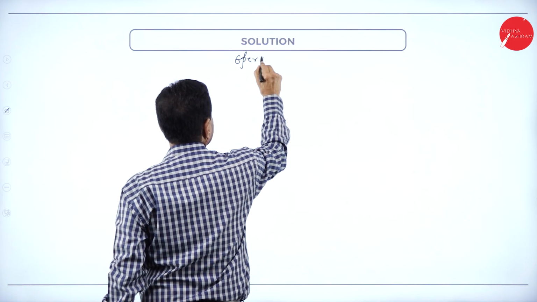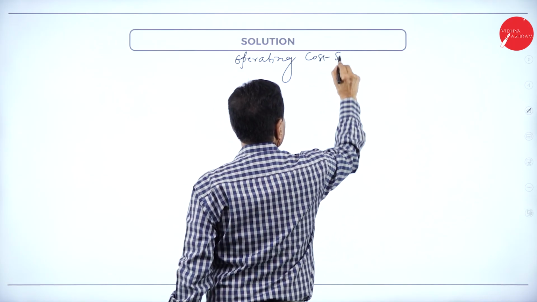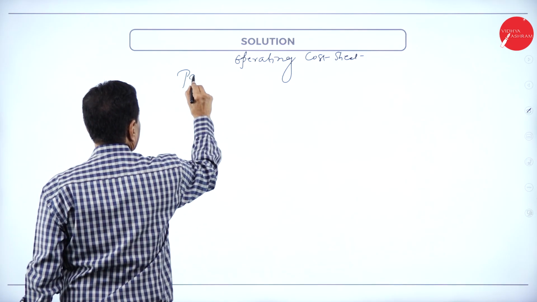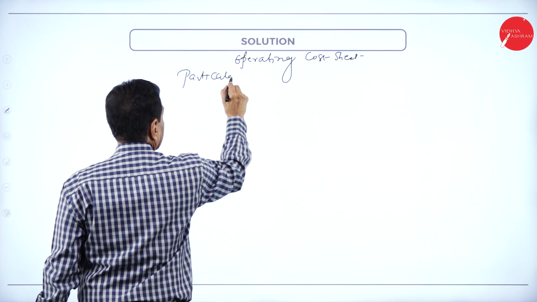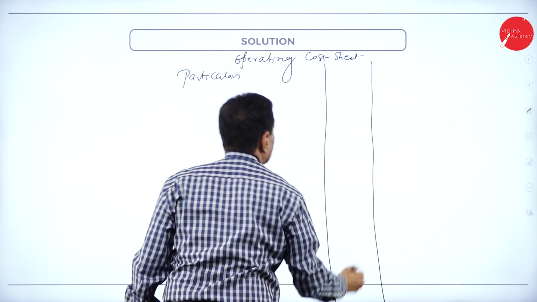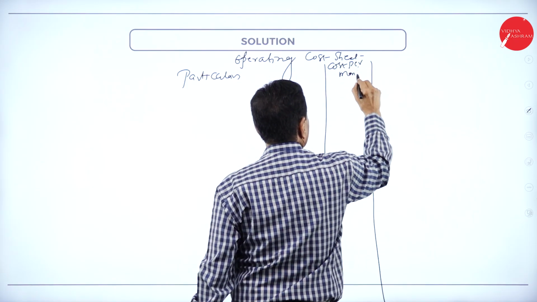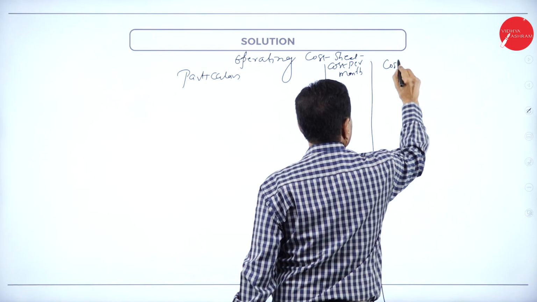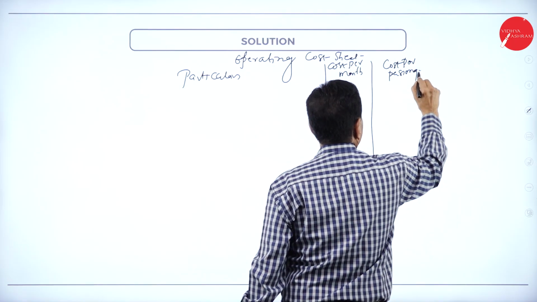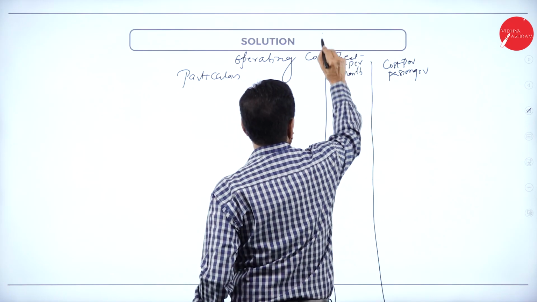Operating cost sheet. Particulars, cost per month, cost per passenger kilometer. Totally how many kilometers run? 13 lakh 44,000 kilometers.